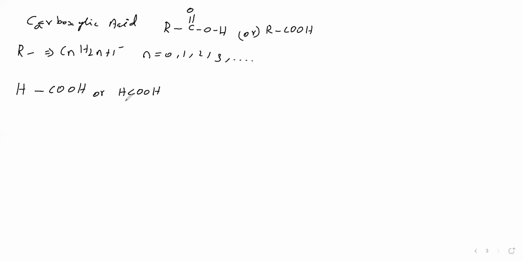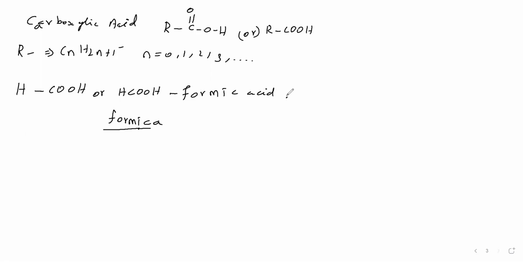This acid is present in the saliva of ants. The ant is called formica. From that, the name of this acid is given. What is the name? Formic acid, because ant means formica. From this word, the word formic is coined. So this is formic acid, we can say.